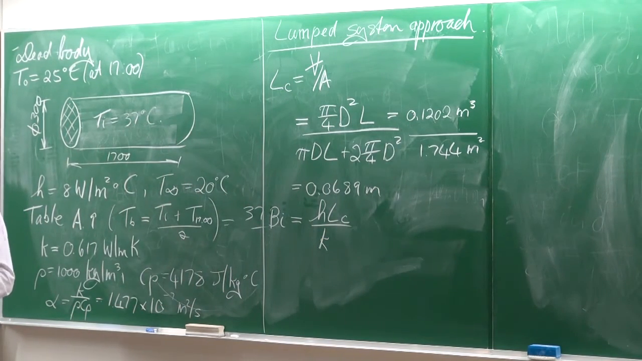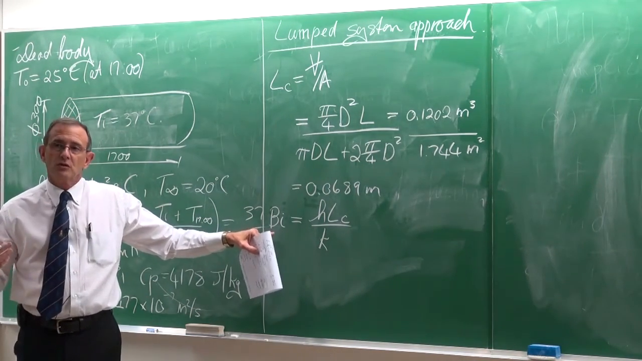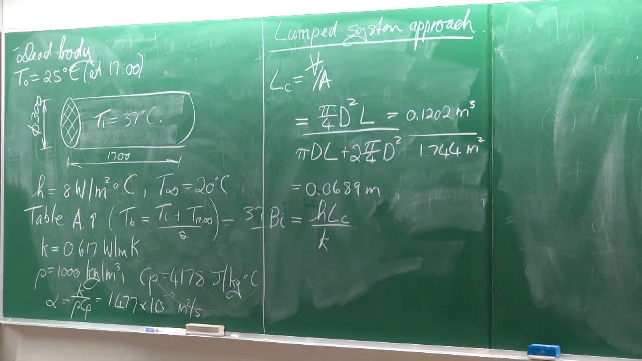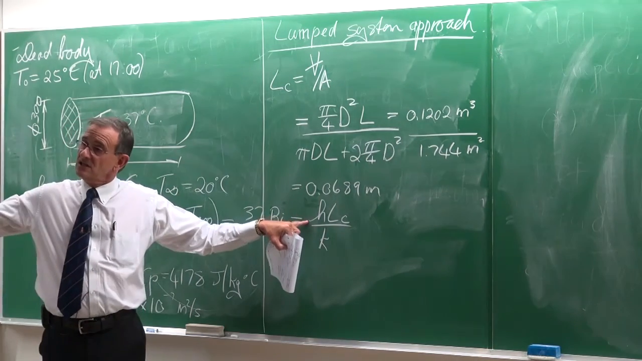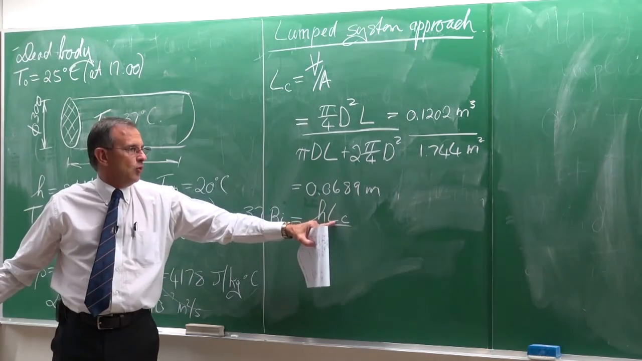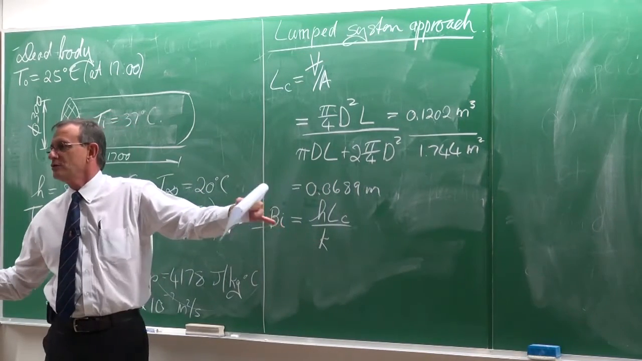Now remember, we've discussed this. We've said that the lump system approach would work well if the resistance of conduction inside the body divided by the resistance of convection is very small, typically less than 10%, so Biot number less than 0.1, and that would be when the heat transfer coefficient is low. In this case it would be small, well, 68 millimeters, so is that small or large? We don't know.